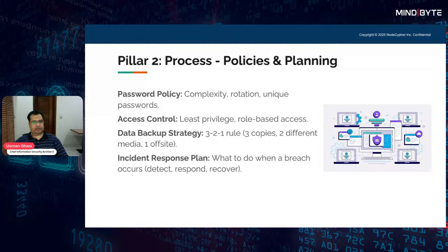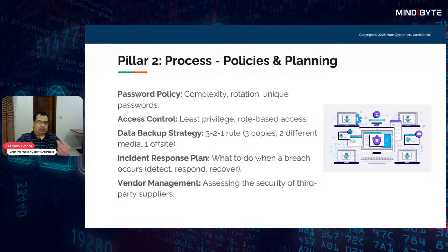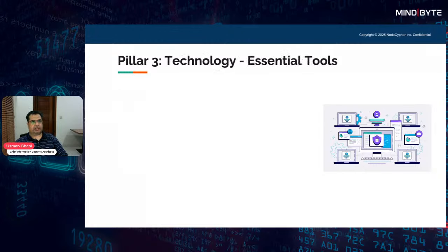And then, very importantly, you should have an incident response plan. If something happens, you should know what to do in case of a breach, and you need to be ready to detect, respond, and recover from a breach. And it not only remains within your organization, but you should also have these policies addressing your vendors as well, like connecting to your vendors, getting data and sharing data with your vendors and third-party suppliers. So those should be addressed in the policies as well.